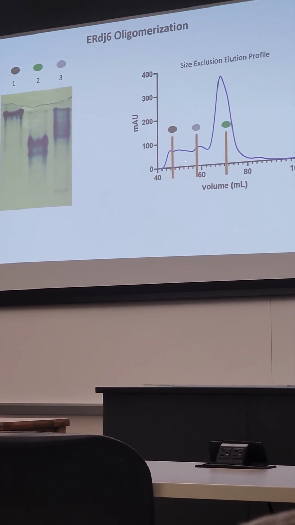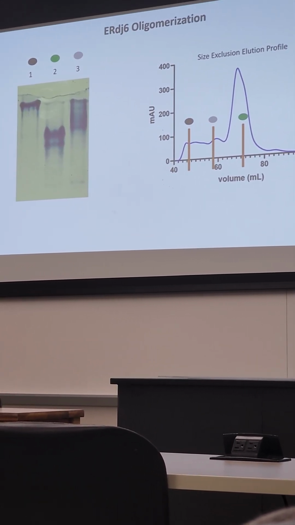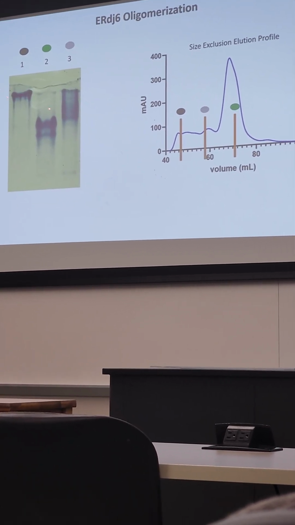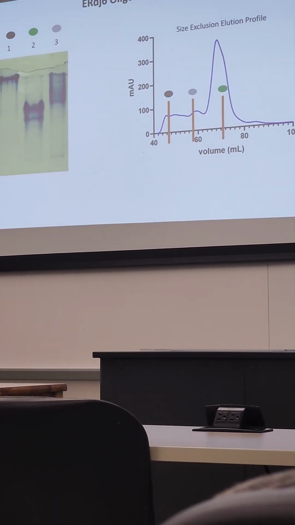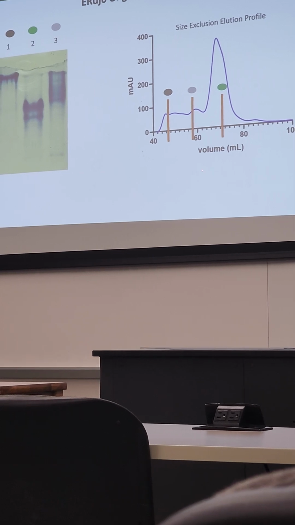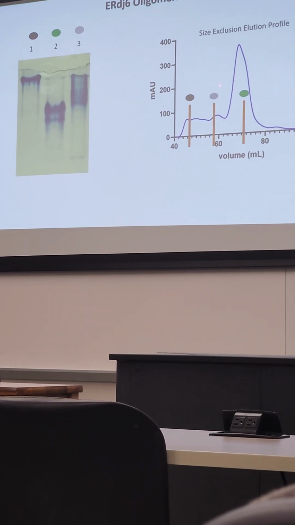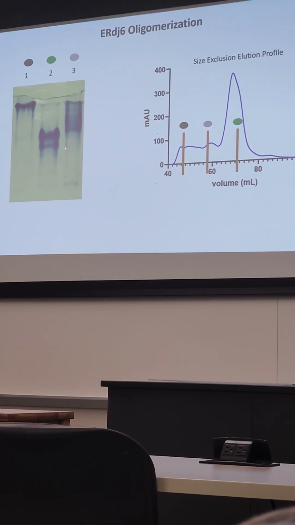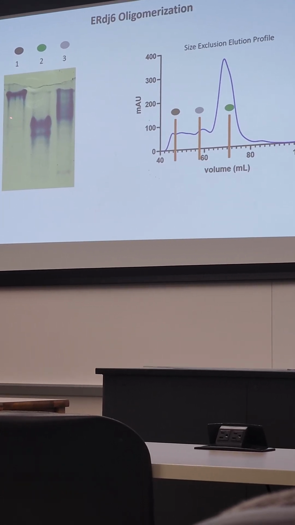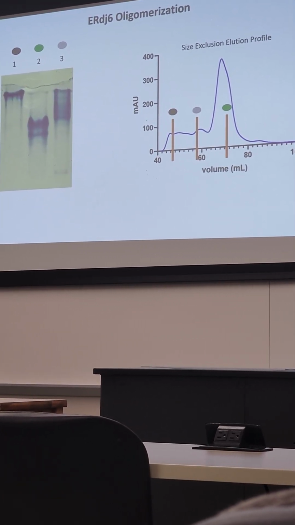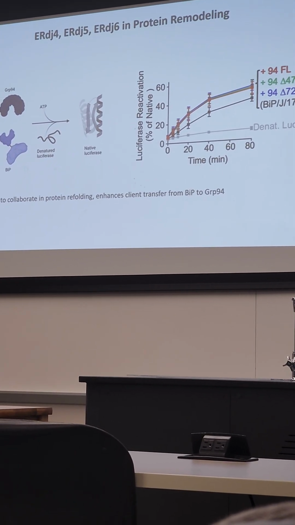So an ERdj6 sample from the beginning of the elution profile should correspond to a large oligomer or a large species, and that is in fact what we see, where the sample really didn't migrate through the gel. It's very large and it wasn't able to work its way down. Compared to a sample of protein from the end of the elution profile, which should show smaller species, and in fact that's what we see, as there is some migration, and the distinct presence of at least two species that should be further identified.